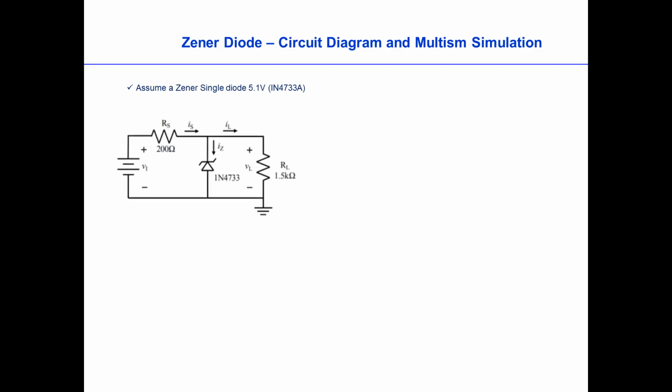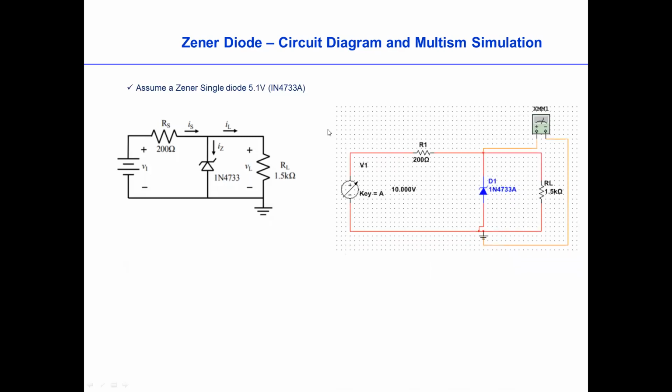Now assume a Zener diode is operated at 5.1 volt, with the 1N4733A type. If we build a circuit with a source resistance of 200 ohm, for instance, a variable input voltage source, this Zener diode, and of course a load resistor of 1.5K, this is the equivalent circuit built in Multisim software.